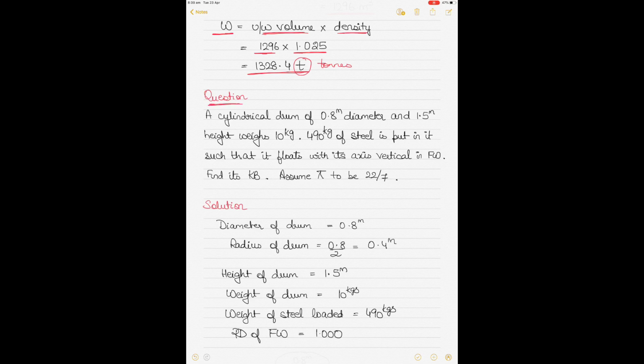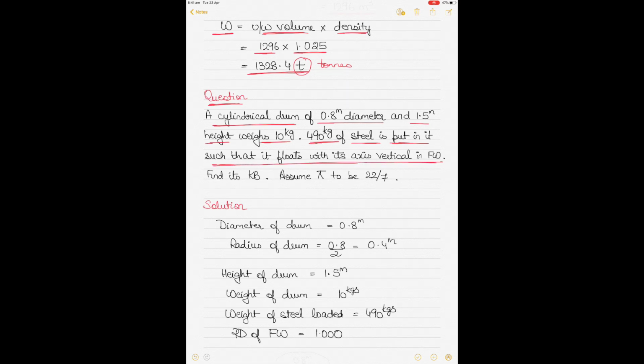So the final question today is that you have a cylindrical drum. Like I said before, I'm trying to take different examples and different shapes of vessels. The first one was box shape, the second one was triangular, and the third one is a cylindrical drum. The drum's diameter is about 0.8 meters and its height is 1.5 meters and the drum weighs 10 kilograms. Alright, 490 kilograms of steel is put in it, such that it floats with its axis vertical in fresh water.